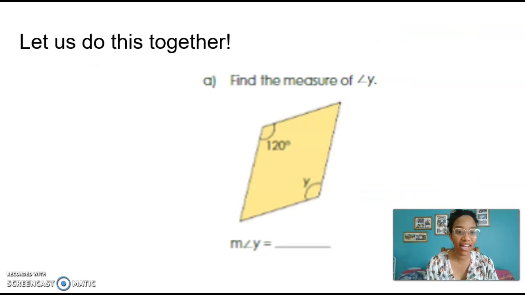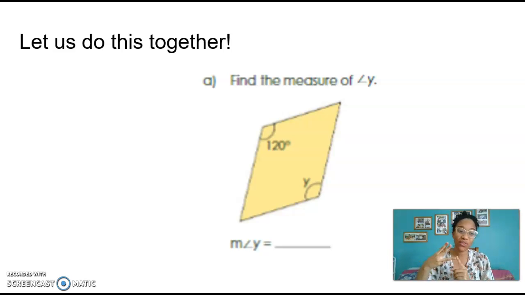So now let's do this together. We need to find the measure of y. Let's think about which of our 3 theorems is going to help us. The sum of all interior angles? No, we only know one angle, so we can't really add up all 4. Okay, what about opposite angles? Is y opposite the angle that measures 120?